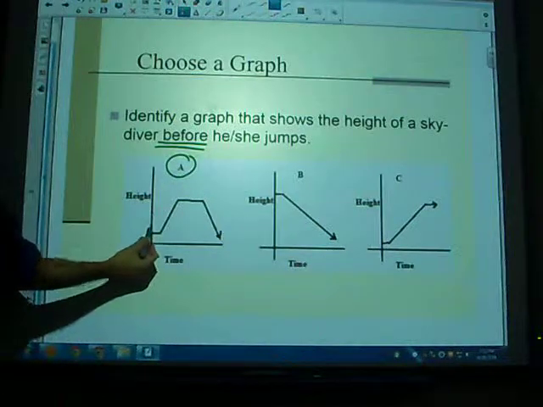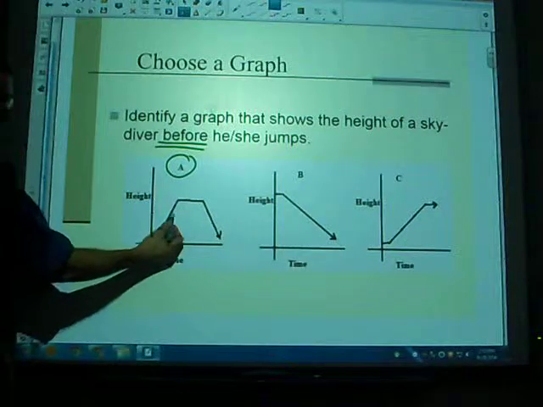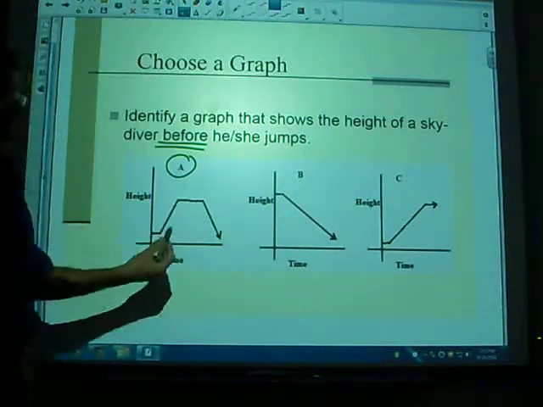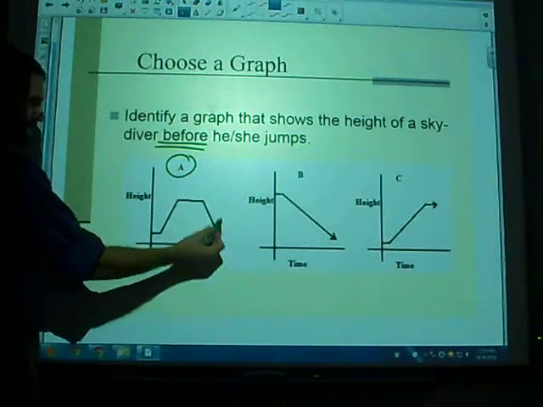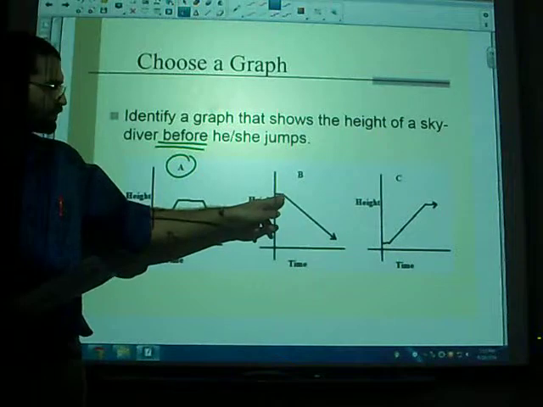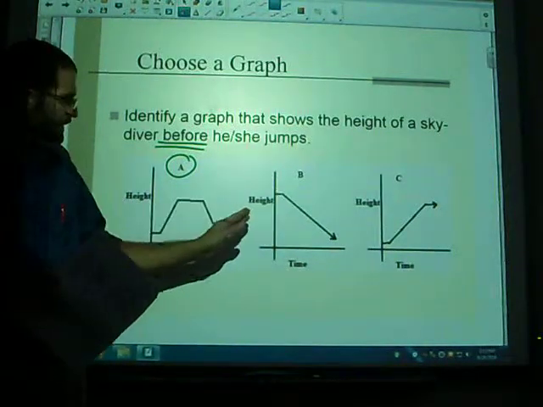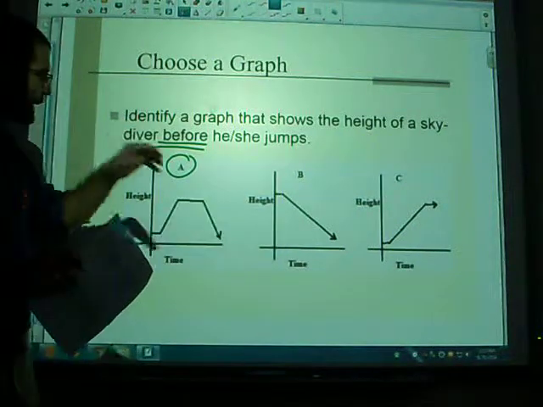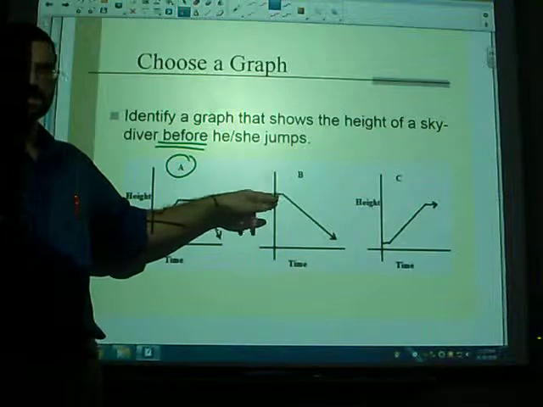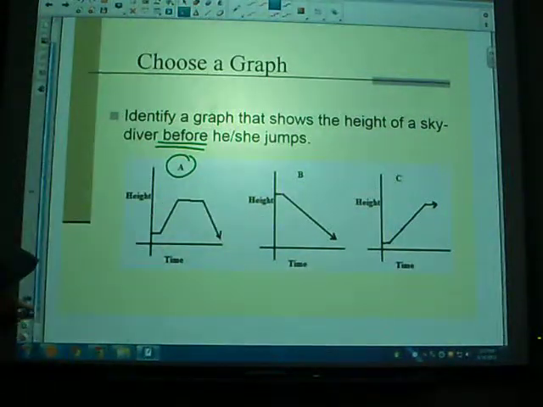So the skydiver gets in the airplane. The airplane goes on the runway and then goes up in the air. Then they find the point where the skydiver is going to jump, and then the skydiver jumps. It is also possible to maybe pick this one. However, that does not include the fact that the skydiver actually goes in the airplane. This assumes that the skydiver is already in the airplane because you already have some kind of a height.